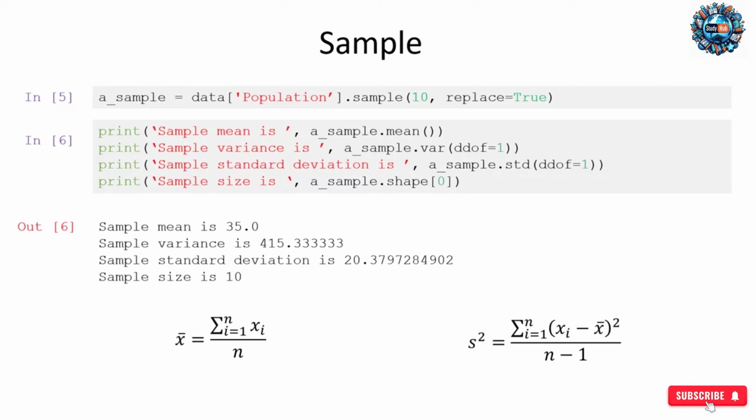Also, these methods can be applied to compute statistics of samples. First, let us get a sample with size 10 from the population using replacement. The sample mean and the sample variance, standard deviation, are printed out. Notice that when we compute the sample variance and std, we need ddof equal to 1. It means the denominator of the sample variance has to be n-1 instead of n, which is the sample size.